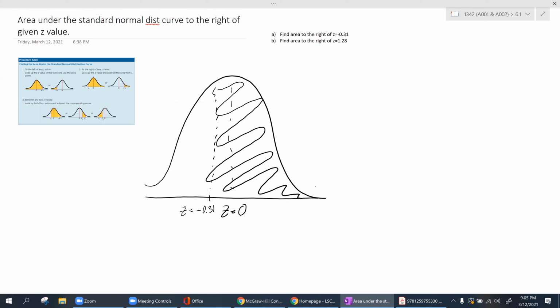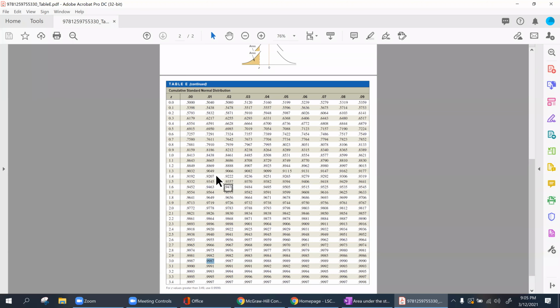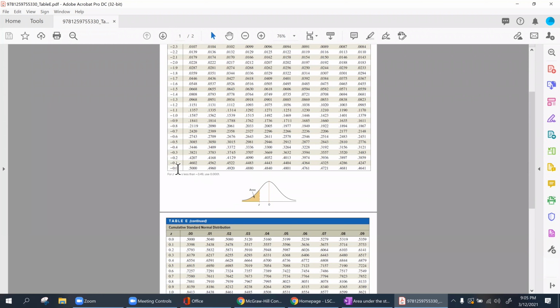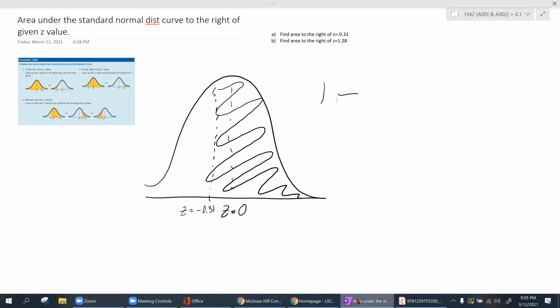Meaning, I know that my area is going to be larger than 0.5. So whenever it's to the right, we have to do 1 minus whatever that Z value is, whatever that value is at Z at negative 0.31. So let's go ahead and find that. Negative 0.3, negative 0.31. I get 0.3783.